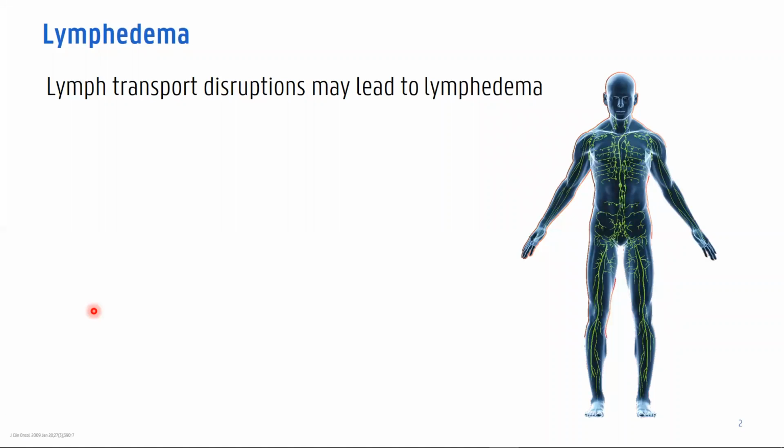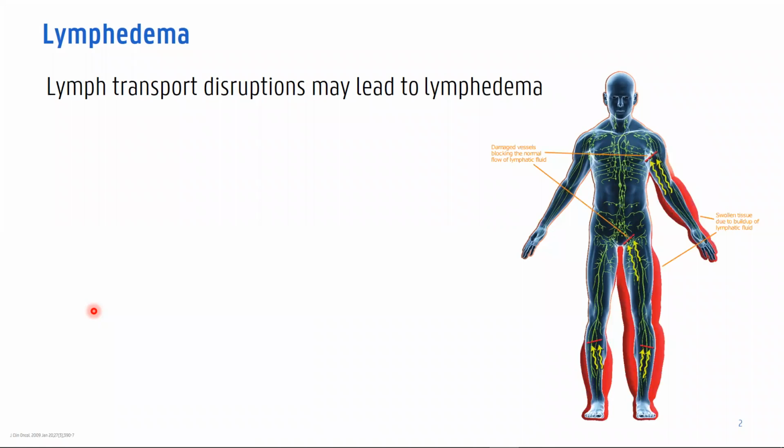Disruption of lymph transport may lead to lymphedema, which manifests itself by excessive swelling of the extremities. Unfortunately, at the moment, there is no long-term treatment for it, and our lack of comprehensive understanding of lymph transport is a contributing factor to that. With that in mind, we decided to develop a model of lymph propulsion.